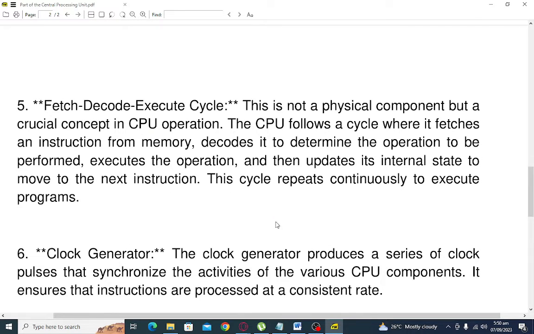Number 5, fetch, decode, execute cycle. This is not a physical component but a crucial concept in CPU operation. The CPU follows a cycle where it fetches an instruction from memory, decodes it to determine the operation to be performed, executes the operation, and then updates its internal state to move to the next instruction. This cycle repeats continuously to execute programs.